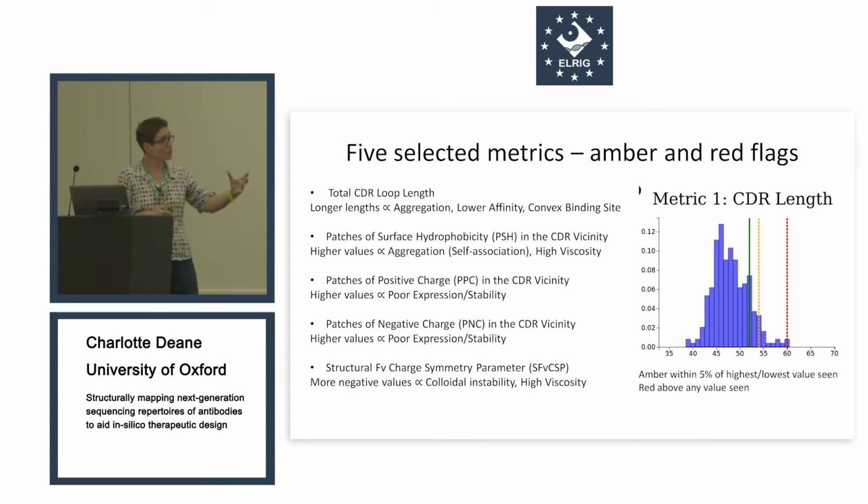And the way we decided to use it was very simple: we would amber flag anything in the top 5% of highest or lowest values we've ever seen, and we would red flag anything just above any value that's ever been seen before. Of course, it's up to a user to decide. If you're red flagging and it's one length longer, so the total CDR length is 61, should I panic? Or should I be like, I can probably get away with that? Whereas if total CDR length is 80, you'd probably go, I'm probably not going to progress right now. And the same is true for the other metrics.